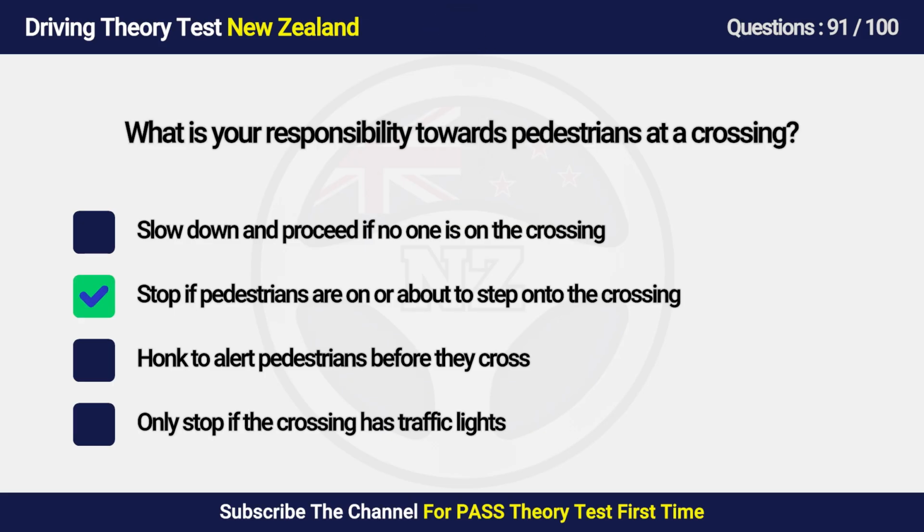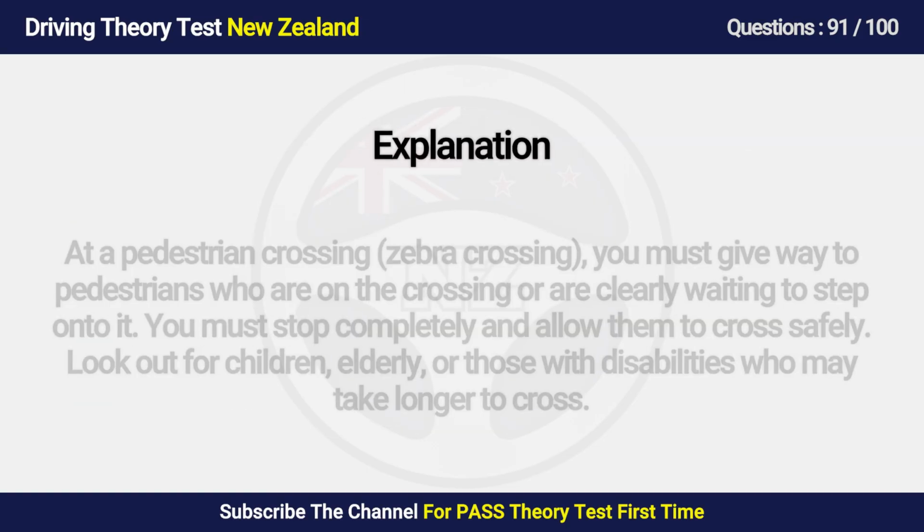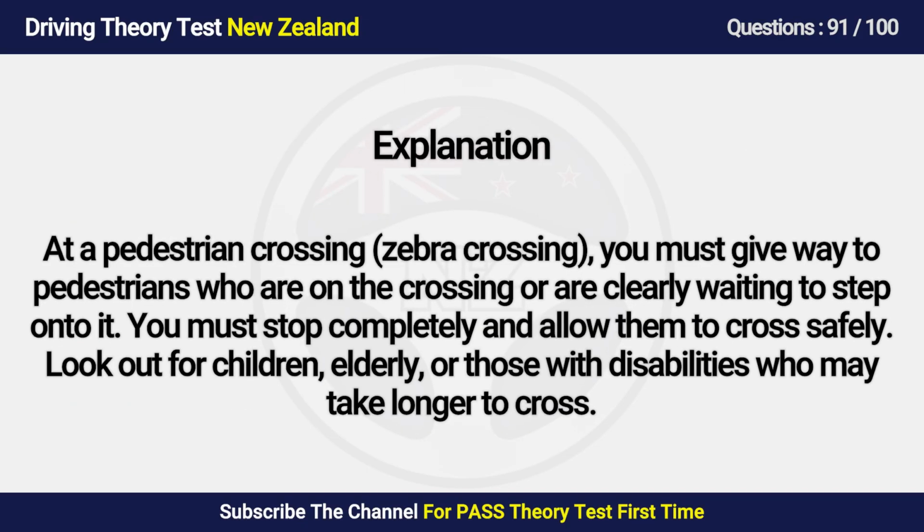Answer is B. Stop if pedestrians are on or about to step onto the crossing. At a pedestrian crossing, zebra crossing, you must give way to pedestrians who are on the crossing or are clearly waiting to step onto it. You must stop completely and allow them to cross safely. Look out for children, elderly, or those who may take longer to cross.